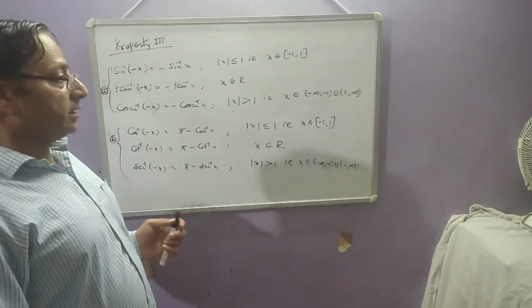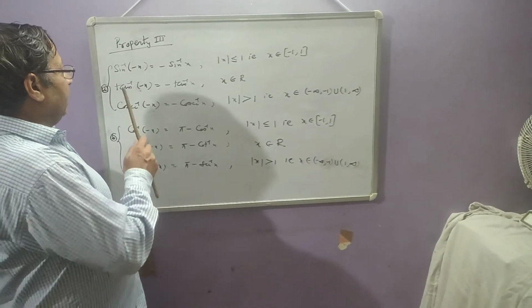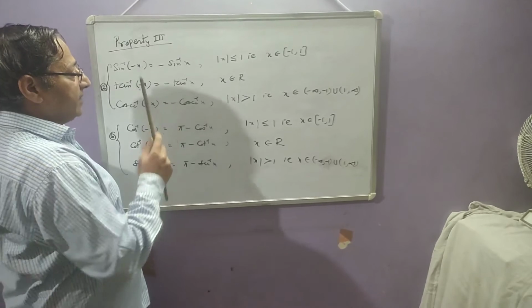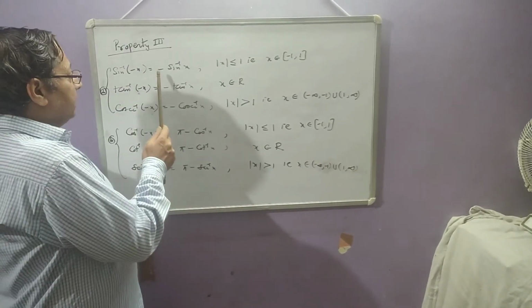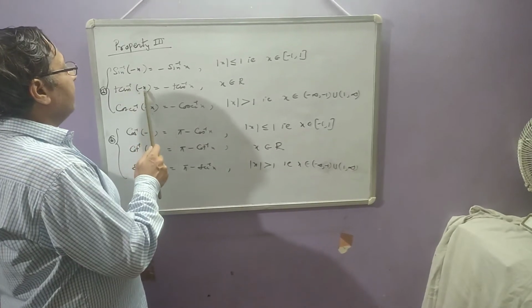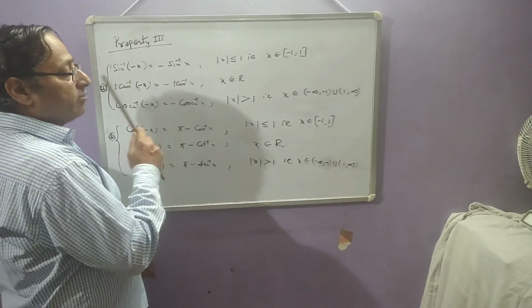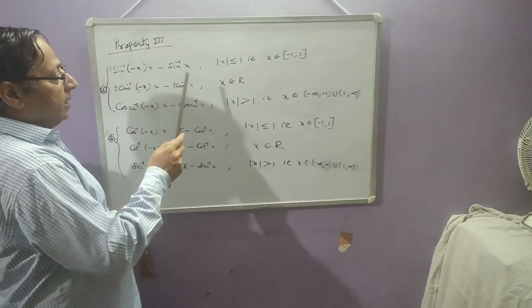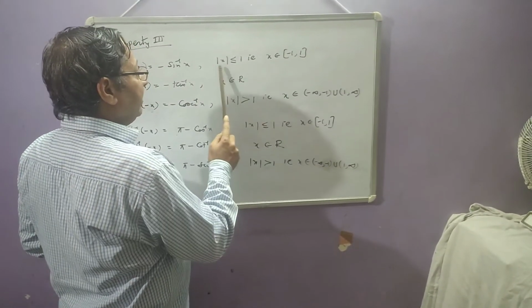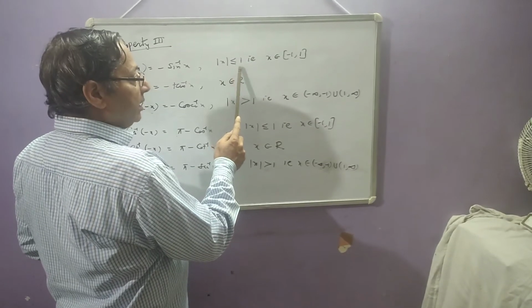Let us discuss the third property. Here we have sine inverse of minus x is equal to minus sine inverse x. Now you can say that the negative sign is taken outside. Similarly, tangent inverse of minus x is equal to minus tangent inverse x. Now in the first one, x belongs to the interval minus 1 to 1, or you can say magnitude of x less than or equal to 1.